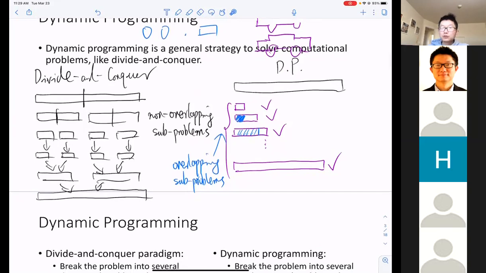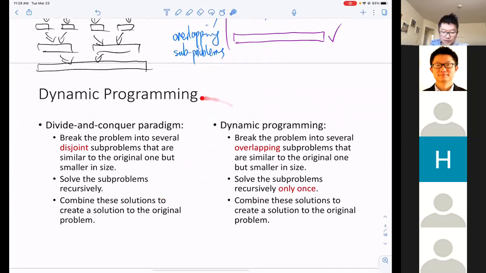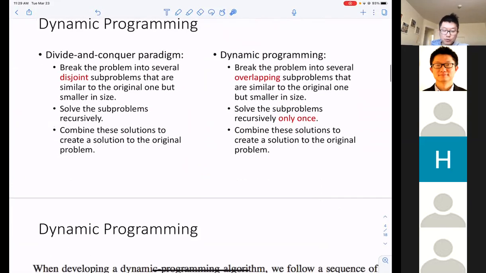And this subtle difference actually has a big impact on the time performance of different algorithms. Okay, and so this is a brief introduction about the similarity and difference between divide and conquer and dynamic programming.